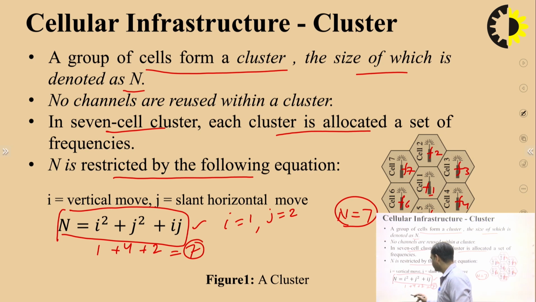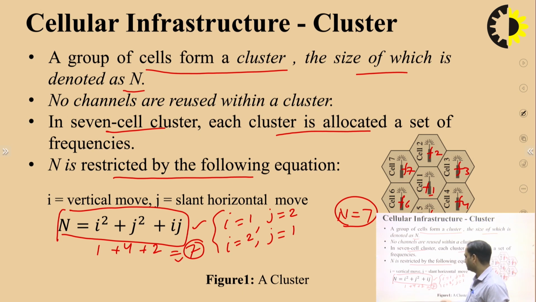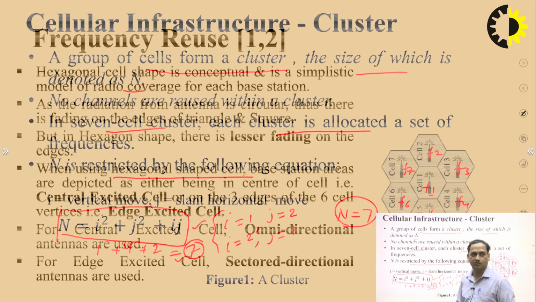So the values of i and j must be 1 and 2, or optionally i can be 2 and then j is equal to 1. Based on the values of i and j, we can find the value of N, which shows that one cluster comprises 7 cells. What are i and j? i is the vertical move and j is the slant horizontal move.